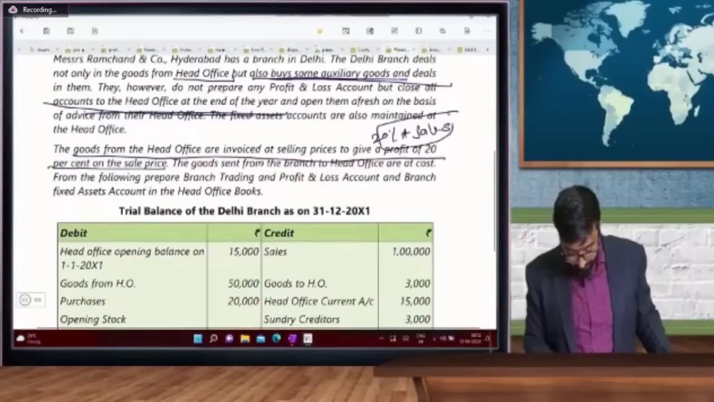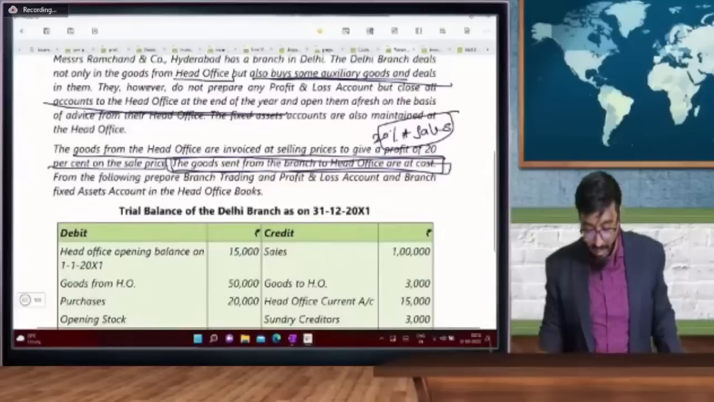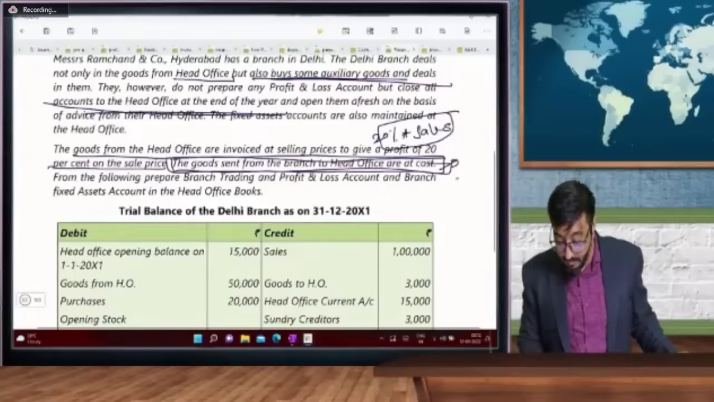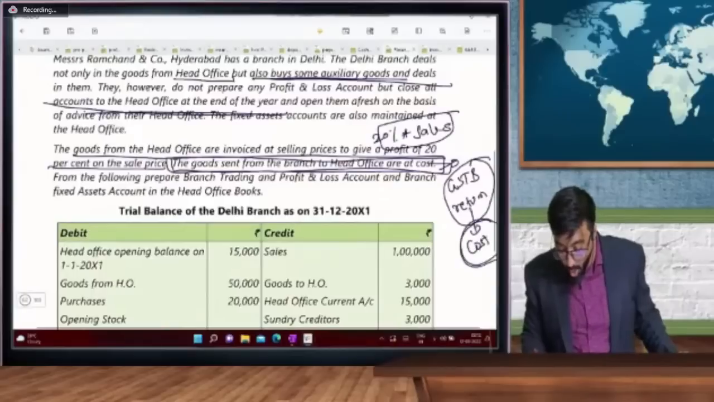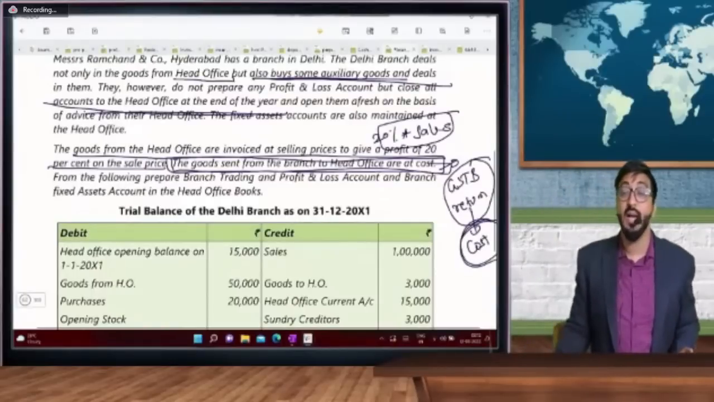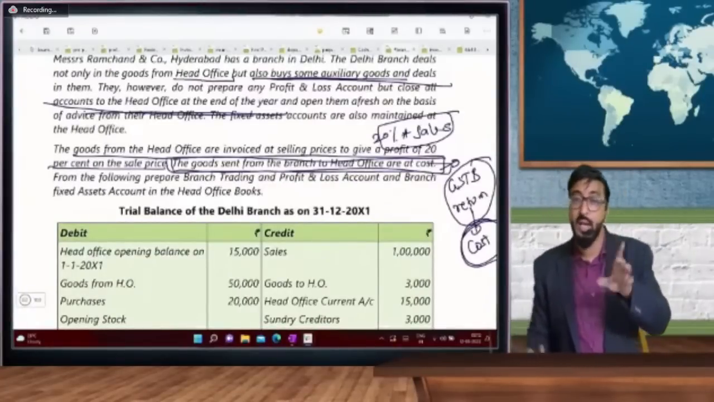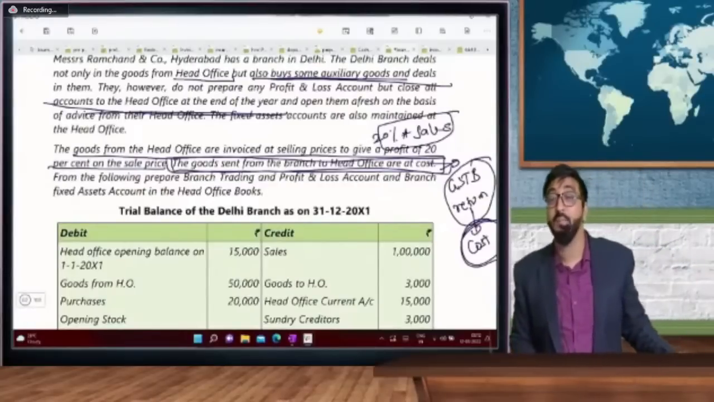But this is a very important sentence. The goods are sent from the branch to the head office. Now, why will the branch transfer goods? This is goods sent to branch return, and the return is at cost. So this is a very simple question. Only one important point: whenever it is a return, it is at cost.